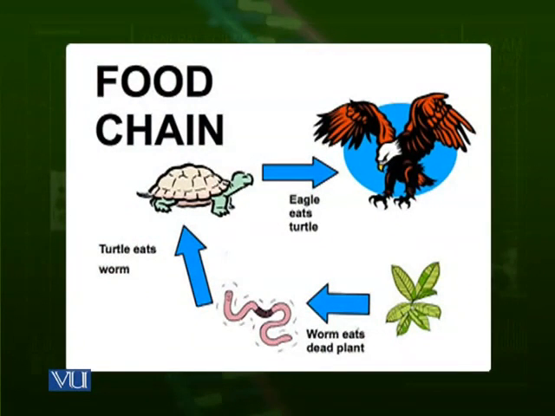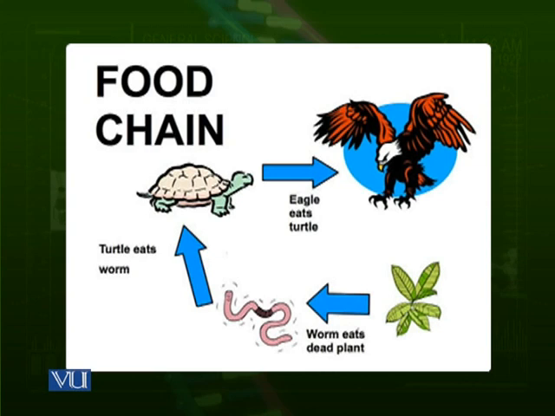You can see in the slide that initially there is a plant, there is a worm which eats upon this dead plant. Then this worm is eaten up by the turtle. There are turtles in the environment which eat upon these worms, and turtles are themselves eaten by the eagles. It makes a straight relationship.